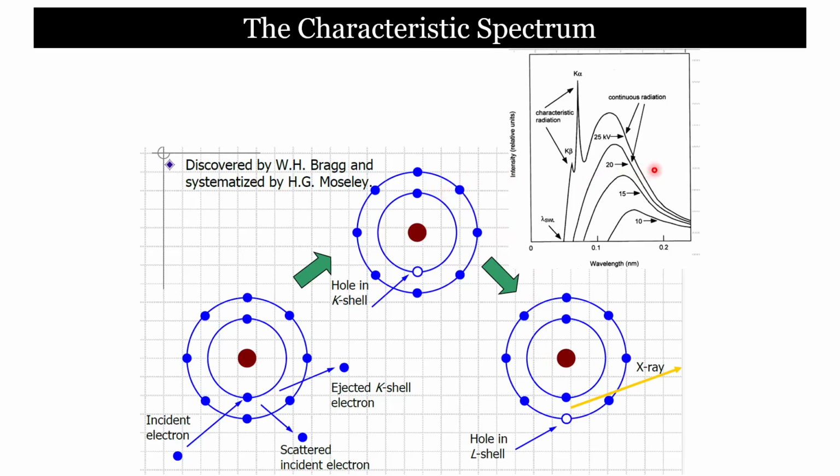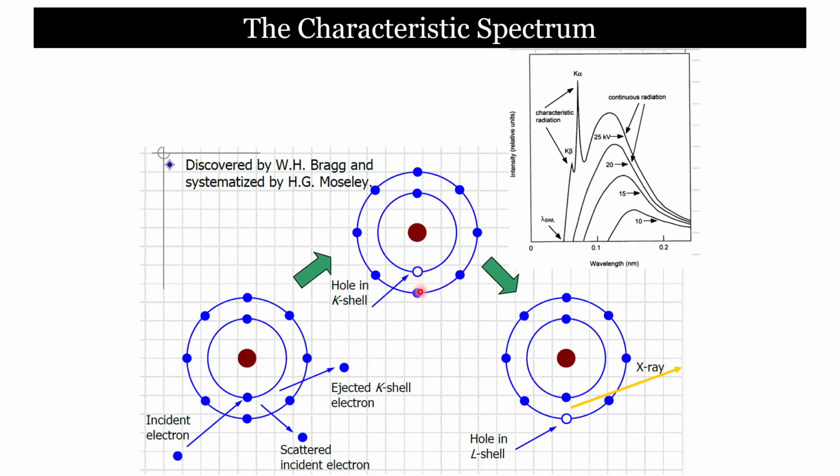And then later on, at higher kV, we have these characteristic radiations which are denoted as K alpha and K beta. This was discovered by W.H. Bragg, and it was systematized by H.G. Moseley. So what happens in this? Basically, if you have an atom and your incident electron falls on the atom and the inner shell electron is ejected from the atom, then you have a hole in your K shell.